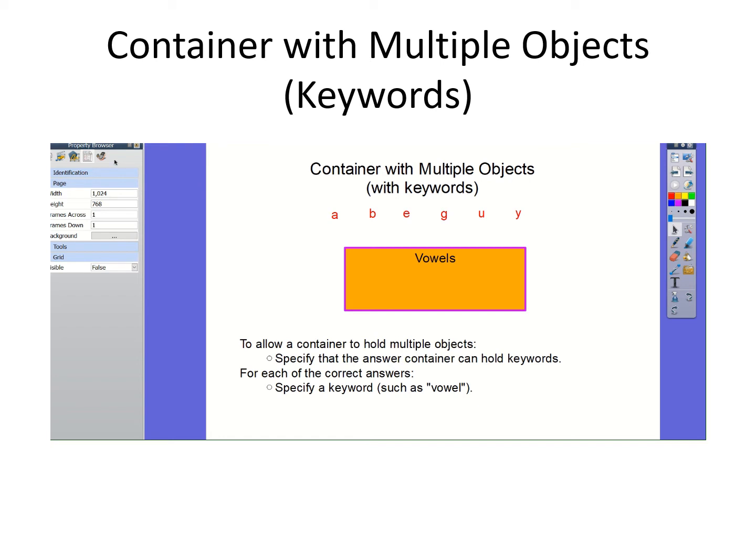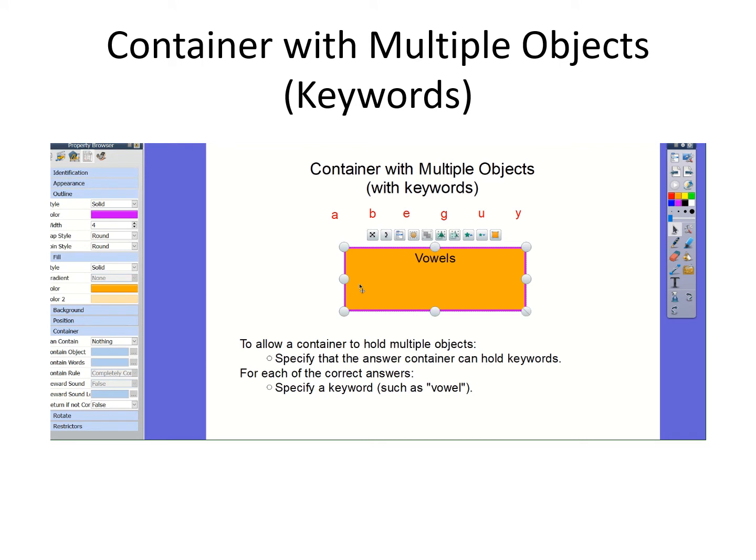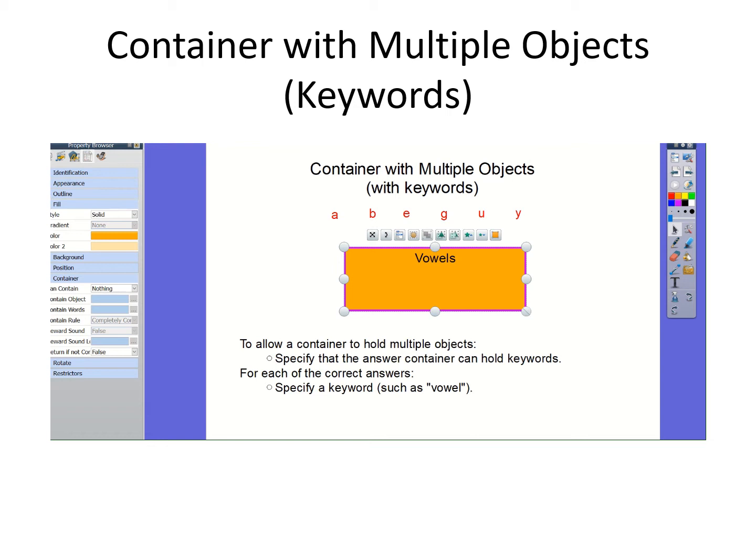Once again, I'm going to open up the property browser. I already have it open. When I click on the container, now I can close some of these other pieces so it's not overpopulated here and gets confusing. Right now it says it can contain nothing. So let me say it's not one right answer now, it's multiple. So here's the plural, keywords. So I'll say keywords. Now it's going to say what are the words.